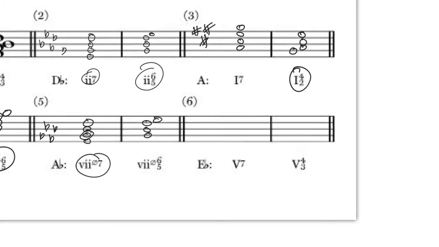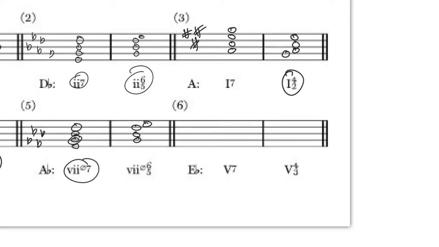And our last one, our E flat chord, asking for 5-7. So we need B flat, E flat, A flat. 5-7 is B flat, D, F, A flat. Now in second inversion, 5-4-3. That means our fifth needs to be in the bass, so we can draw it down here. F, A, B flat, D.